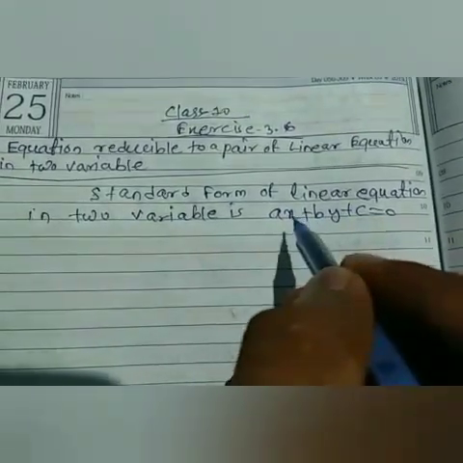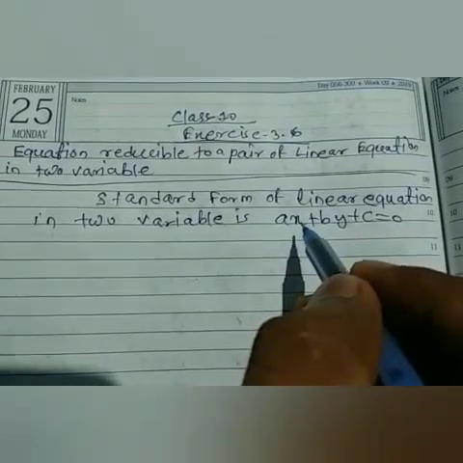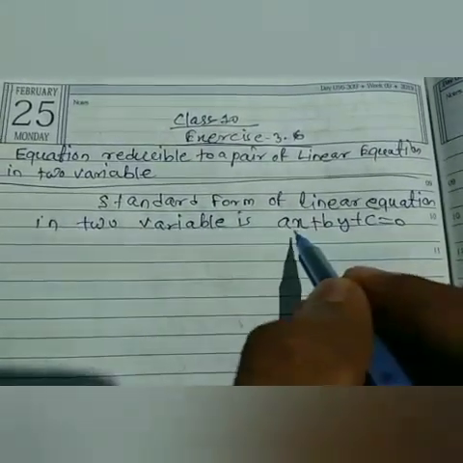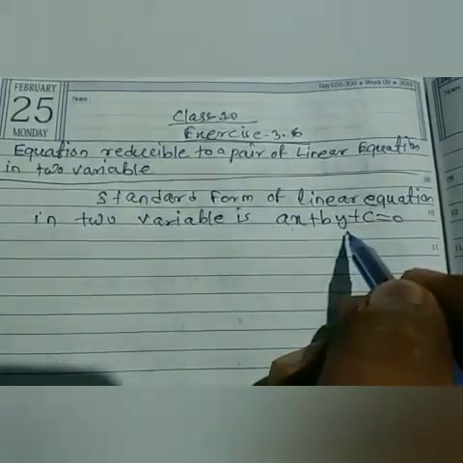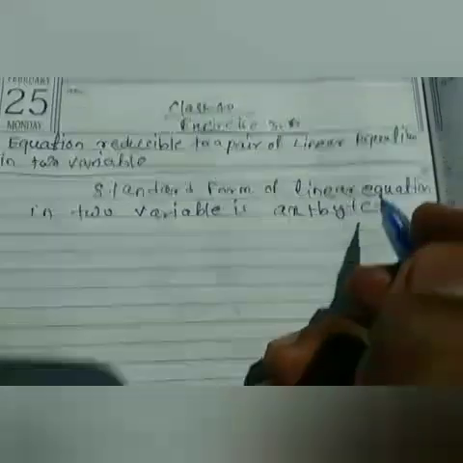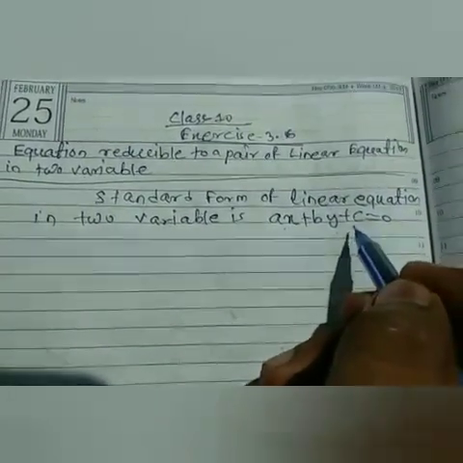Linear equation means the degree of a variable is 1, so it is known as a linear equation. Of two variables, x is a variable, y is another variable. This is two variables. So this is the standard form of a linear equation. c is a constant.